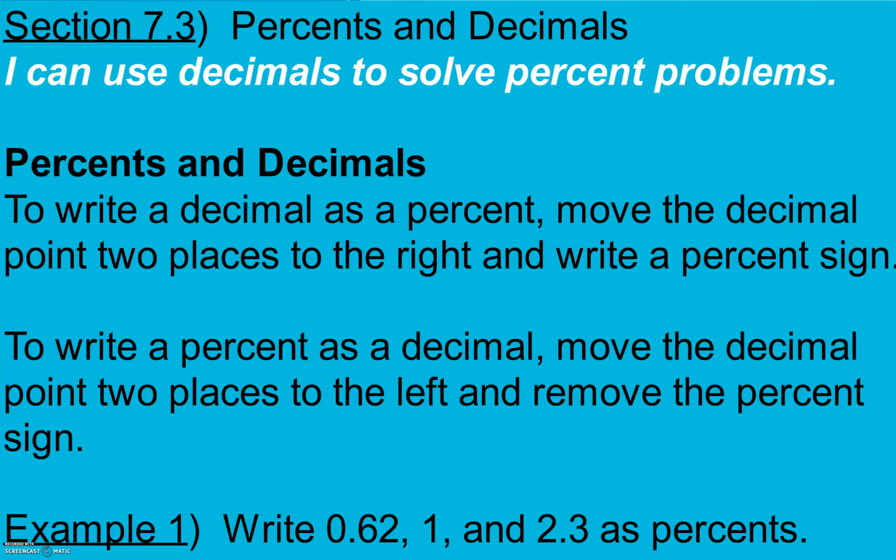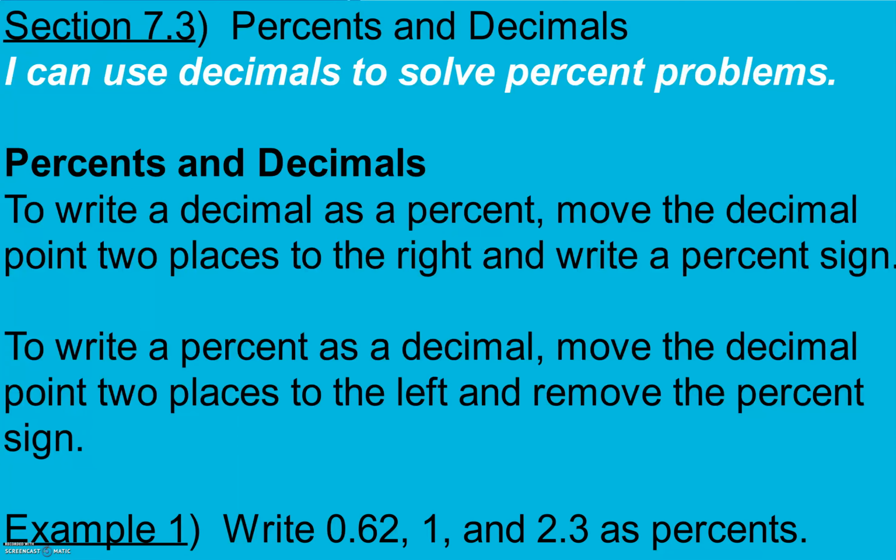Section 7.3 is percents and decimals. I can use decimals to solve percent problems. To write a decimal as a percent, move the decimal point 2 places to the right and write a percent sign. To write a percent as a decimal, move the decimal point 2 places to the left and remove the percent sign.